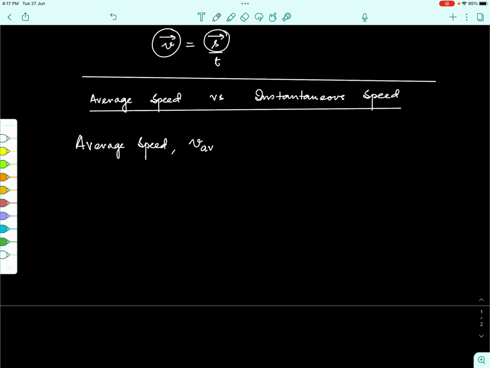So, average speed, which is denoted as this, will by definition be the total distance travelled by a body over the total time taken in travelling that distance. Mind you, here generally we deal with large time intervals.